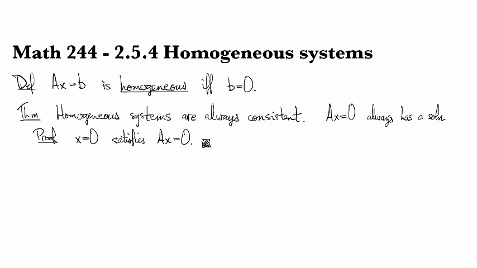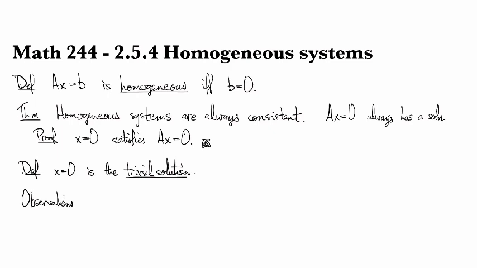Okay, and so this solution, x equals 0, when it's a solution, is what we call the trivial solution. It's often not much good for anything. So let's take a look at what this says here, just making a couple of observations.